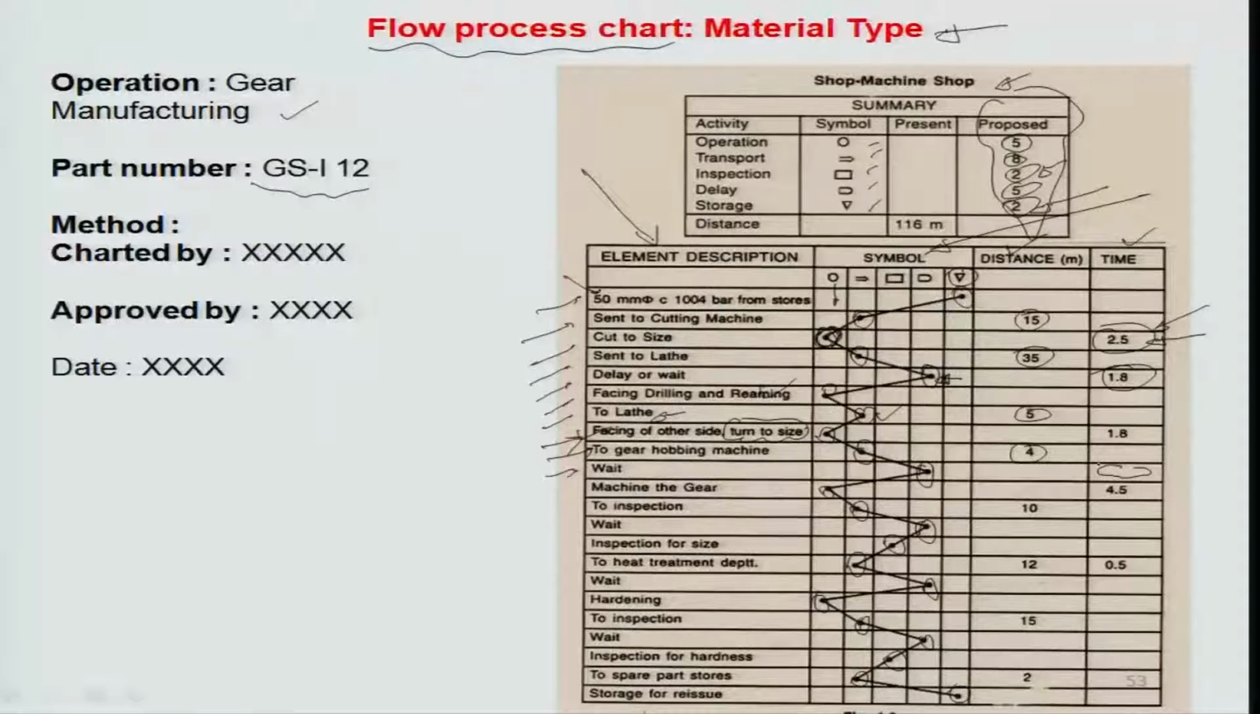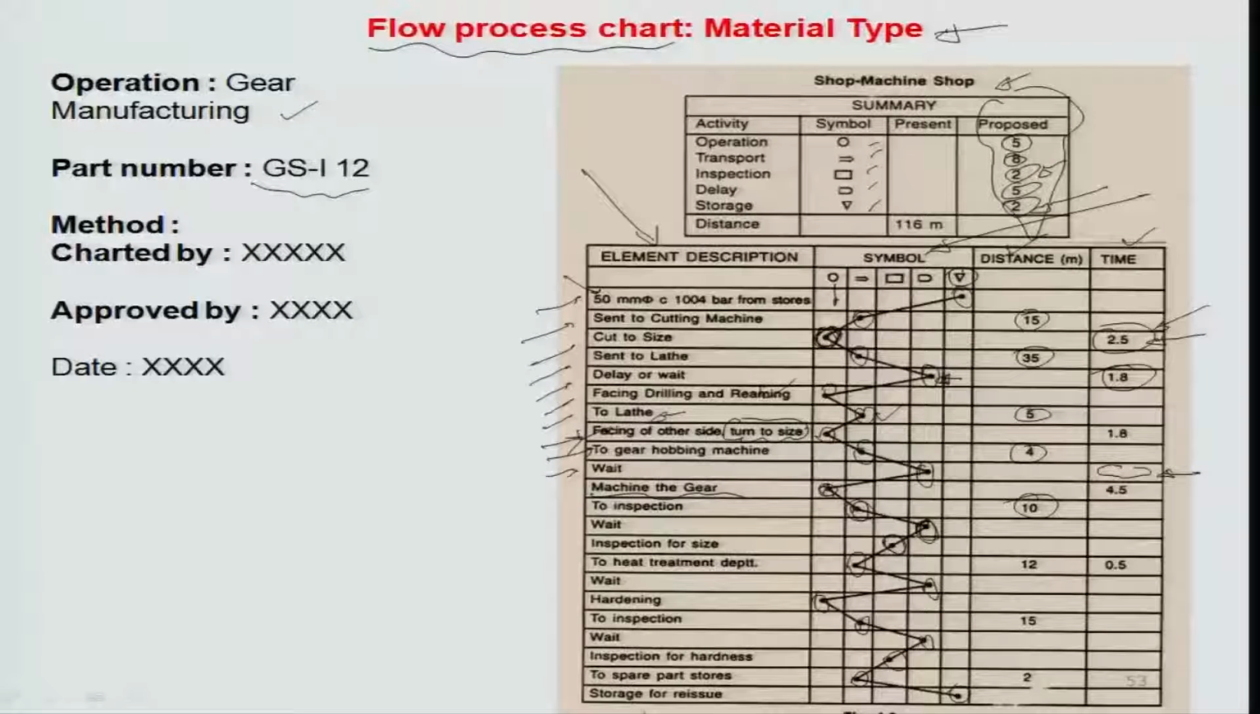We are not recording this because this is probably not a very critical step of waiting. In any event, they don't have any issues in this particular operation. A lot of wait time is not really felt at the gear hobbing machine. Now we machine the gear, and that's an operation, and then send this gear for inspection. The inspection is at a distance of about 10 meters. The material moves 10 meters and waits there for some more time before the inspection can proceed. And then some inspection is done.